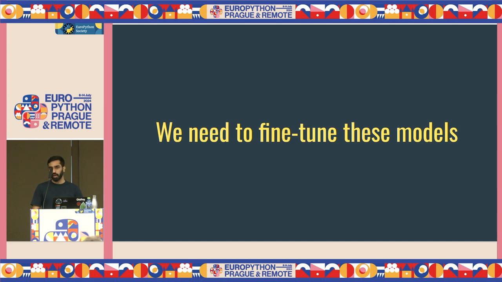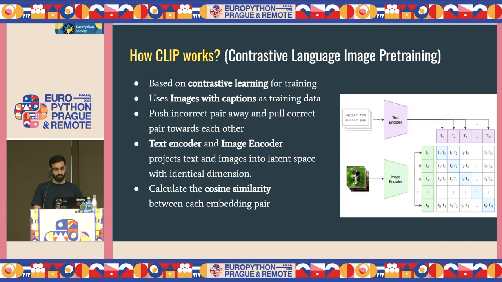Now let's see how we can fine-tune these multimodals, which are vision language models. So we'll start with CLIP. This is the most fundamental multimodal model, based on which other models have been developed. As the name says, it is based on contrastive learning for training, and this model was created by OpenAI, which uses images along with their captions as a training data set.